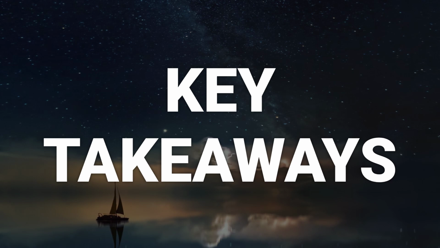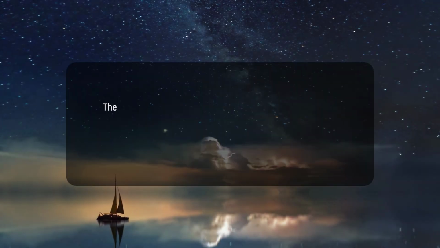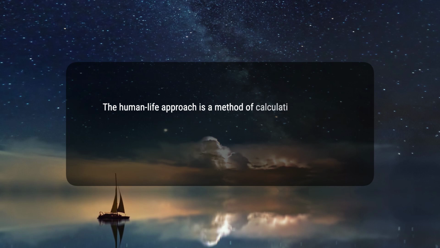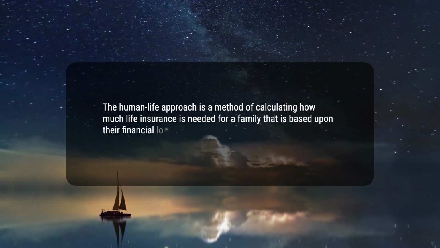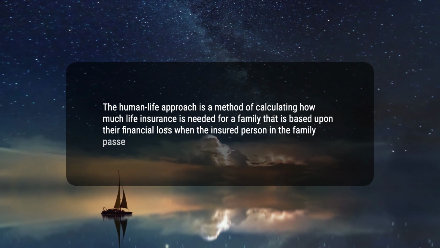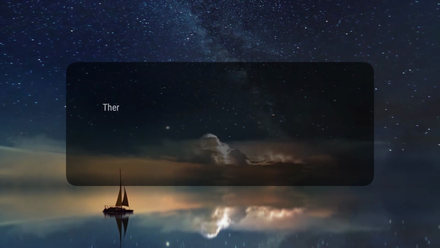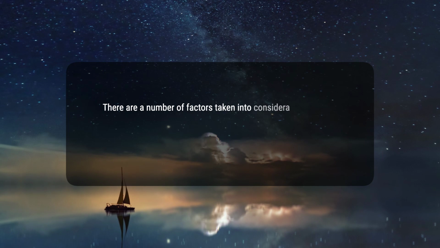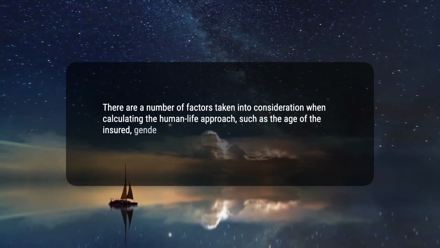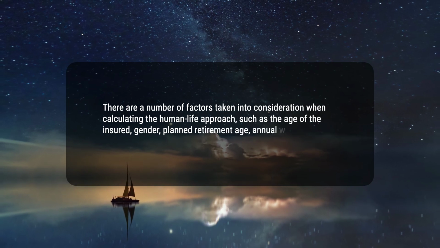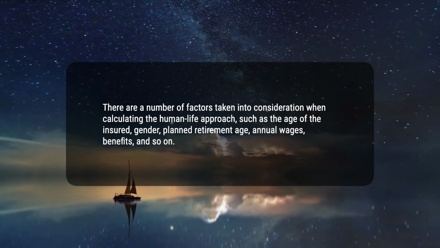Here are 5 key takeaways. 1. The human life approach is a method of calculating how much life insurance is needed for a family that is based upon their financial loss when the insured person in the family passes away. 2. There are a number of factors taken into consideration when calculating the human life approach, such as the age of the insured, gender, planned retirement age, annual wages, benefits, and so on.